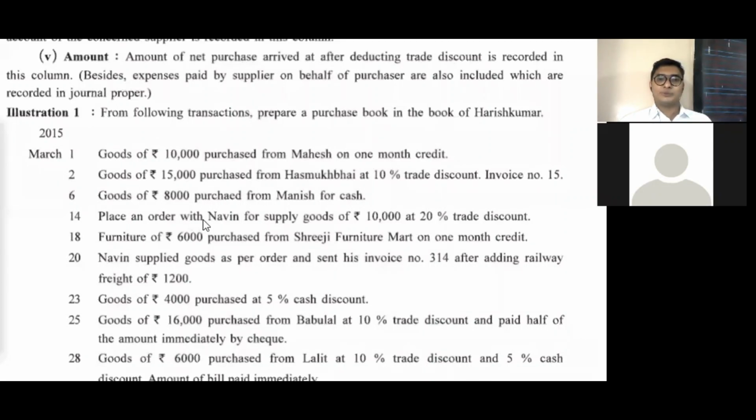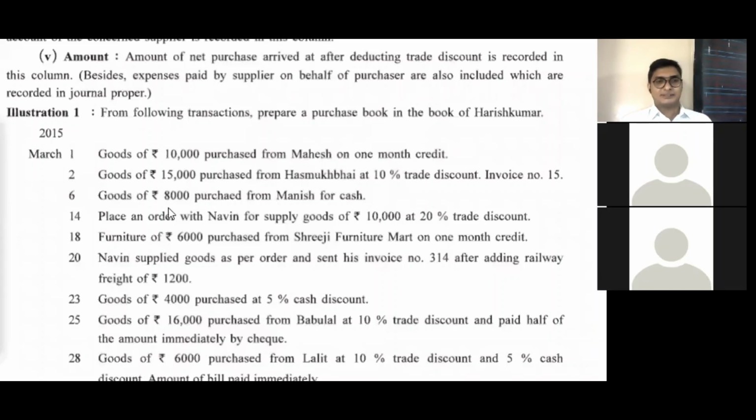Next, place an order with Navin for supply of goods of 10,000 at 20% trade discount. Place an order. Only non-economic transaction. Yes, Yash is correct. He has given a correct answer. Place an order. If we place an order, then it is a non-economic transaction, and non-economic transactions are not recorded here.